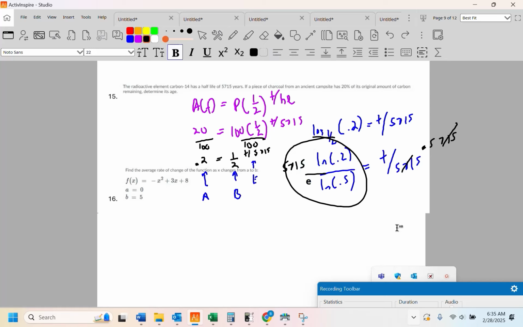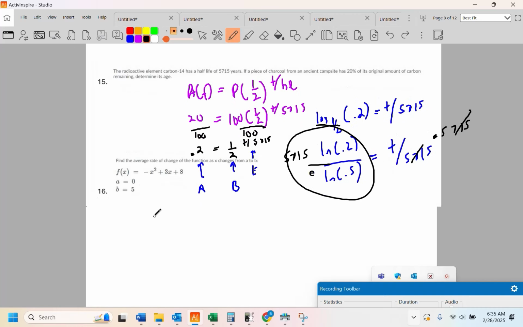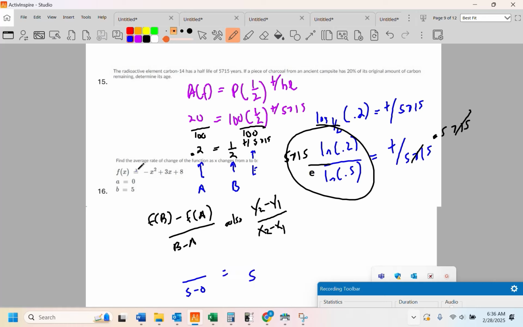All right, moving forward, 16, we have average rate of change. The formula for average rate of change is F of B minus F of A, over B minus A. It is also Y2 minus Y1 over X2 minus X1. They are the same formula, all right? If you want to know your Y values, you plug things in, right? That's what you do. Anyways, the bottom here is going to be 5 minus 0, which is going to be 5. And I'm going to have to plug a 0 in.